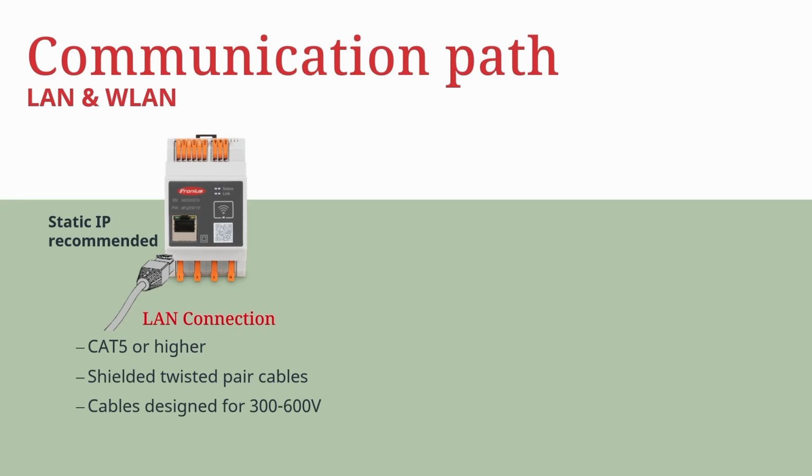Now I would like to jump to the communication part in detail, to the LAN and to the Wi-Fi connection. First of all, I would like to start with the LAN communication. In this case we recommend that you always use a static IP address, and of course a Cat5 cable or higher. The cable needs to be a shielded twisted pair cable, and of course it has to be designed for the range of 300 to 600 volts output.